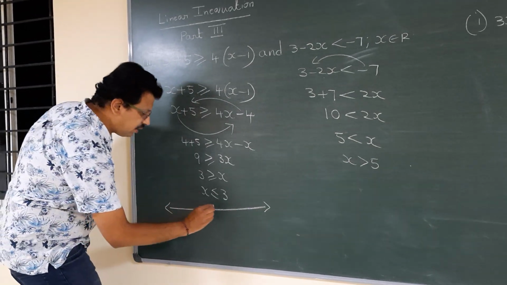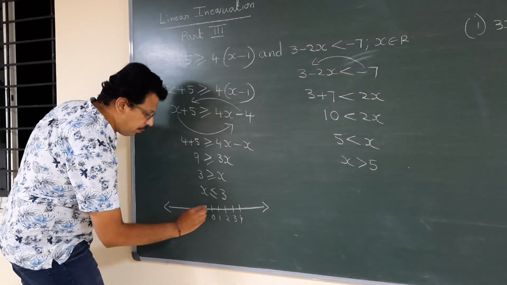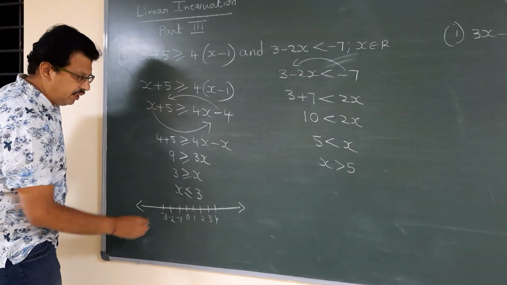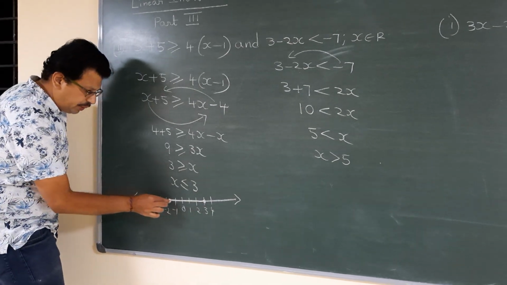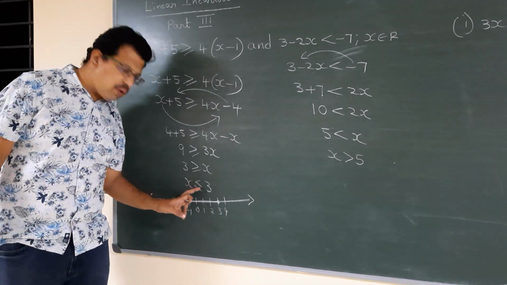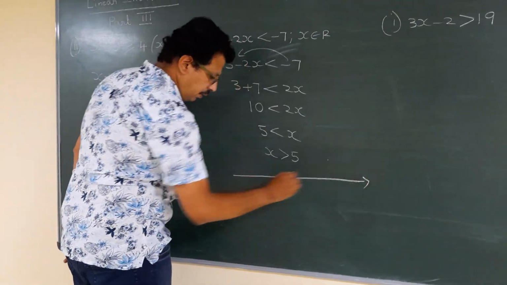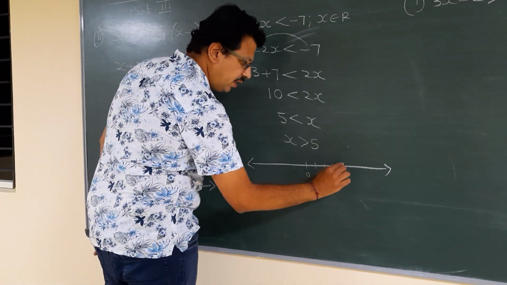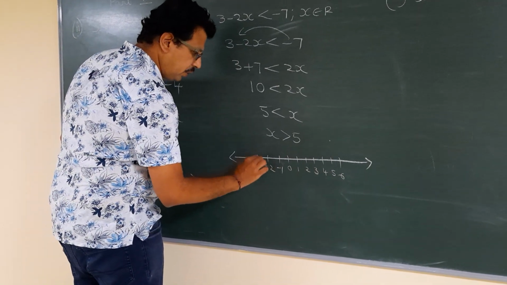The number line is 0, 1, 2, 3, 4, minus 1, minus 2, minus 3. It's less than or equal to 3. Less than or equal to 3 means the circle has to be darkened, and it has to be drawn on the left side. So that is actually called x is less than or equal to 3. And the next inequation is... 0, 1, 2, 3, 4, 5, 6, minus 1, minus 2, minus 3.